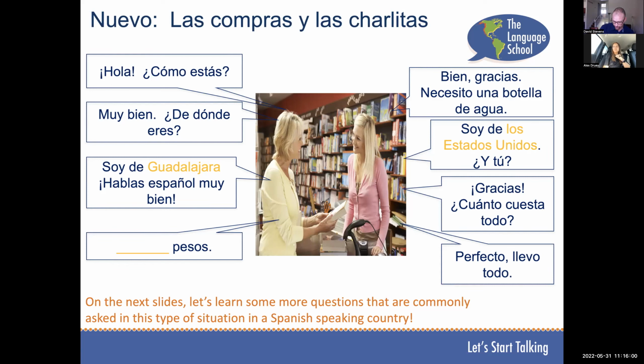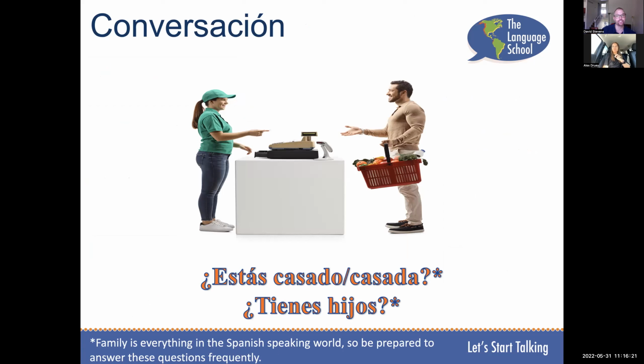Now you have to understand culturally, family is everything in the Spanish-speaking world. So you're going to have to be prepared to answer questions about your family. It's typically one of the first questions that will come up when making conversation. So this first one might not be the best question to lead with here in the United States, but it will be very common in Latin America. So, ¿estás casada? Are you married? No. So you'd say, no estoy casada.